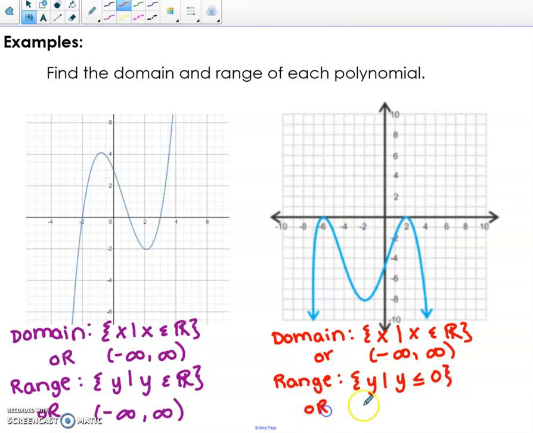Or if we want to use interval notation, we always go from the lowest to the highest. So the lowest y value we have is negative infinity. The highest y value that we have is 0. And because there's no open circles, we're going to use a square bracket to enclose that 0.